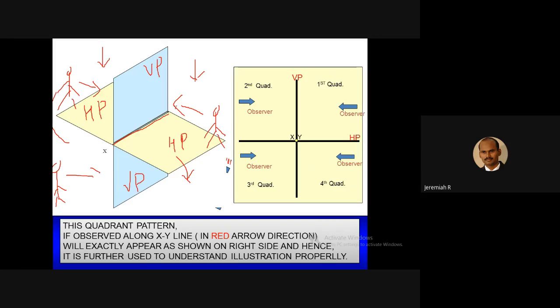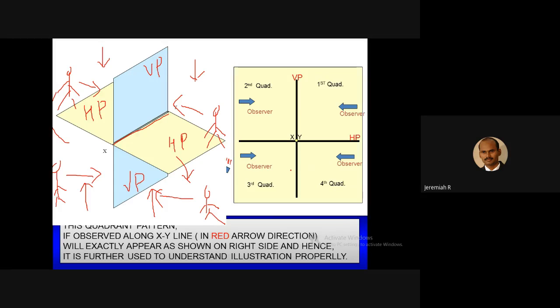So this is the front view. This is the top view. You have to see from here. That is the top view. If it is the fourth quadrant, the observer has to see from here. This is the front view, and this is the top view.